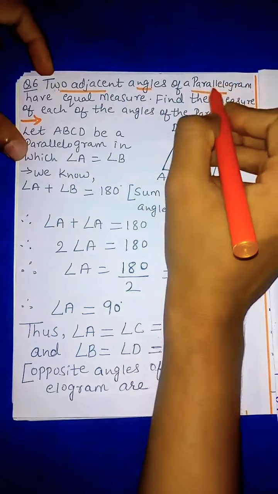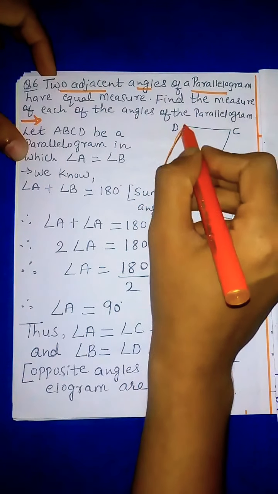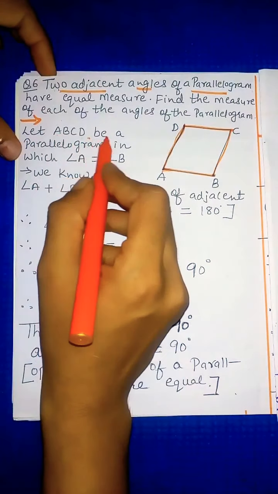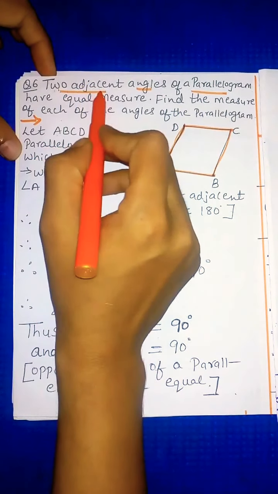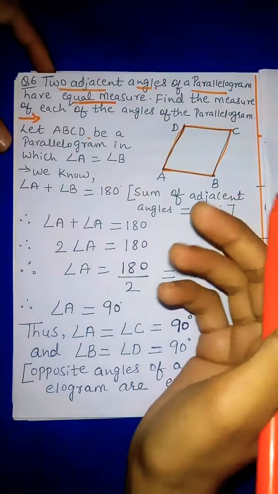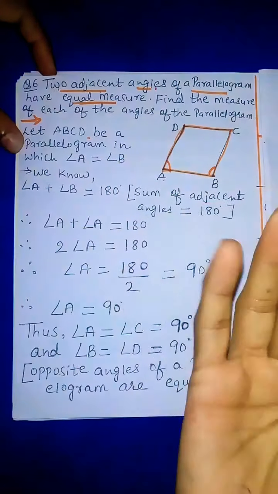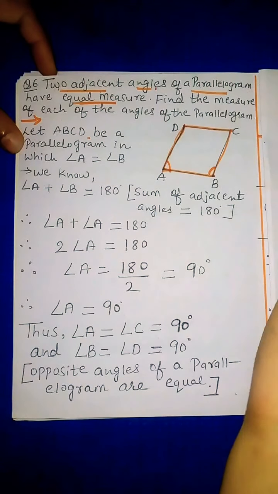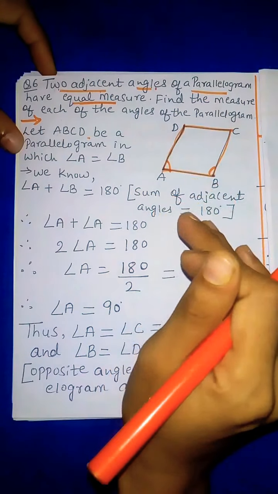First of all, they are talking of a parallelogram, so we will draw one rough figure of parallelogram A, B, C and D. Now let ABCD be a parallelogram. So this we have drawn. Now they are telling two adjacent angles have equal measure. Adjacent angle means we can take angle A and angle B, these both are adjacent. Or you can take angle B and angle C, these both are also adjacent. Or you can take C and D, these both are also adjacent. So any one pair you can take.